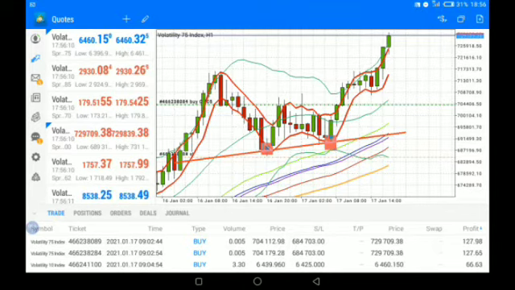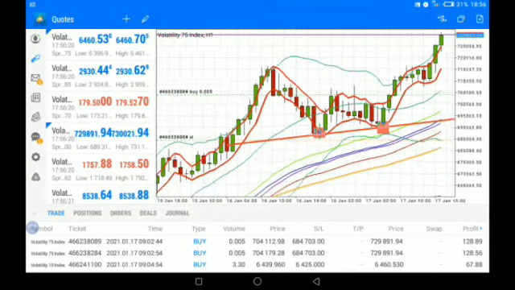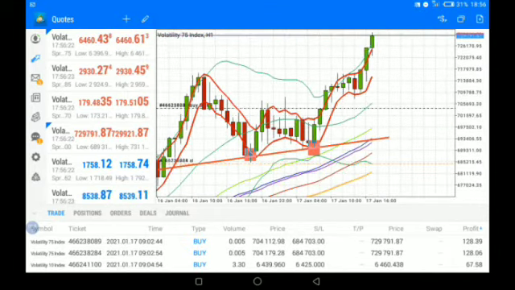You can see the progress this trade has made so far. I took two entries on this, and each of them is sitting at around 128 USD.